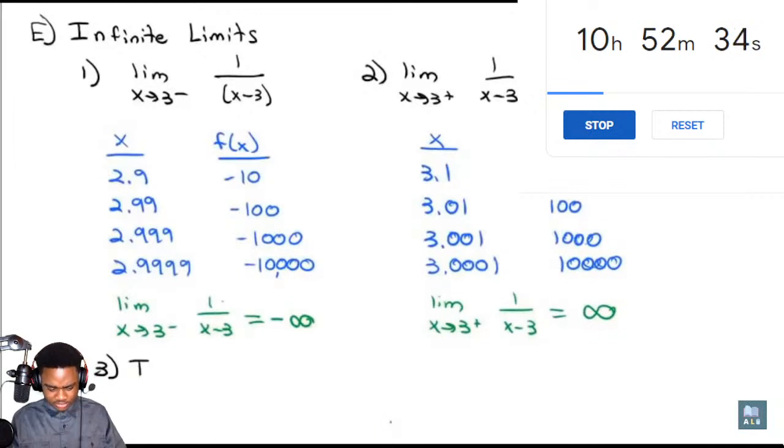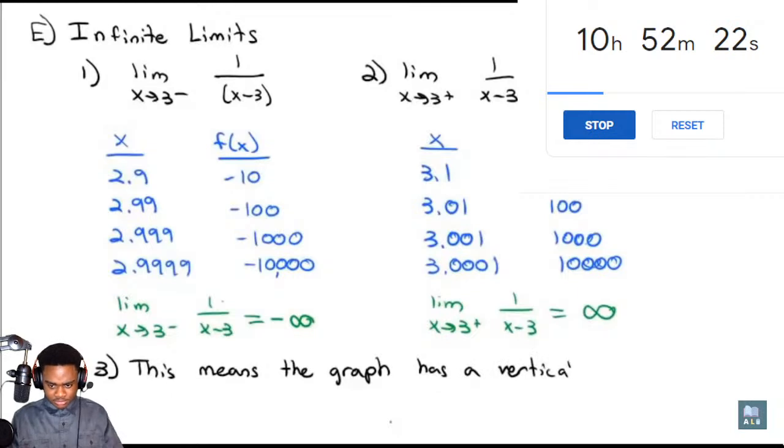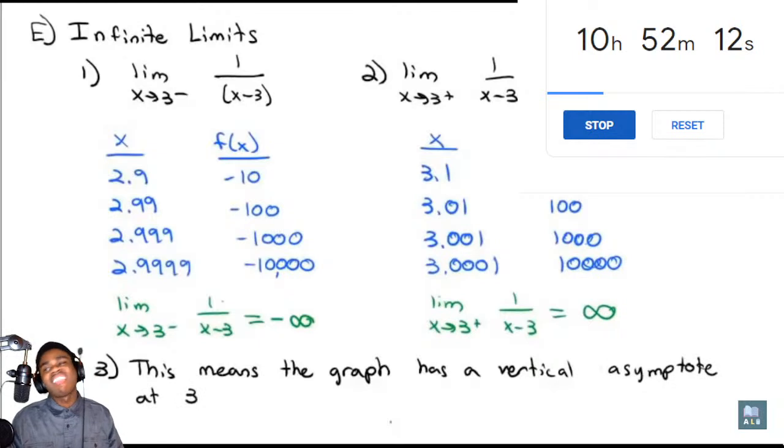What this means about the graph is that the graph has a vertical asymptote at 3, or x equals 3 would be a better way to say it.